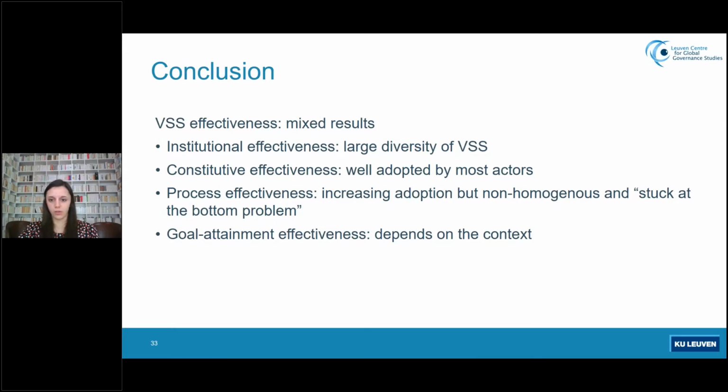And then lastly, we saw for goal attainment effectiveness that the results are very mixed and context dependent. So it's really important to conduct more research to understand what it is within the institutional design of VSS that can determine positive or negative sustainability outcomes on the ground. If we understand that, then VSS can optimize their practices and make more significant progress towards sustainability.